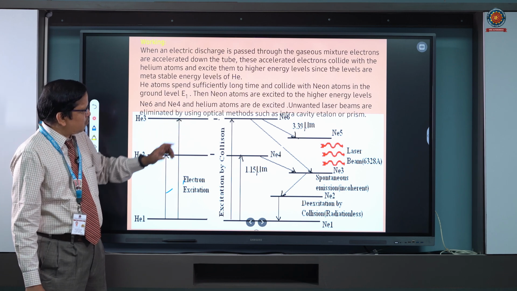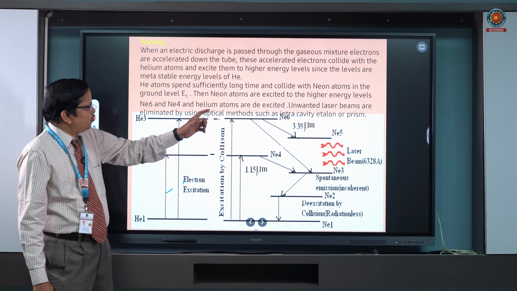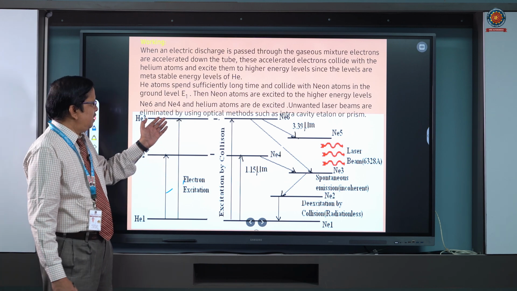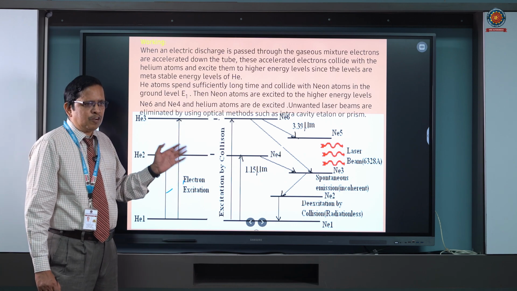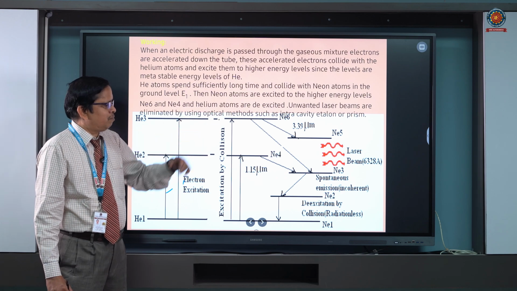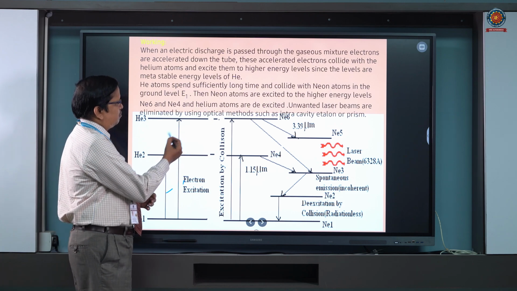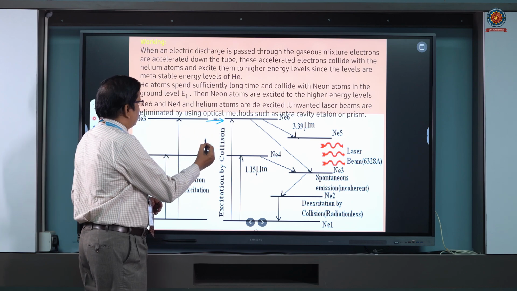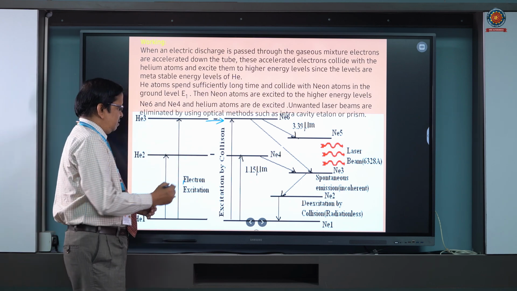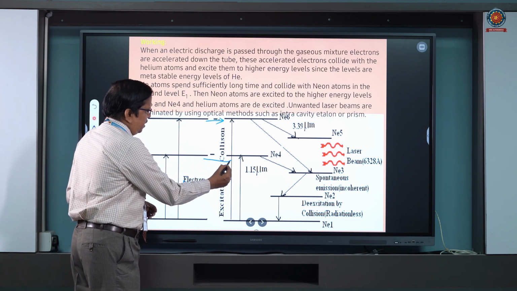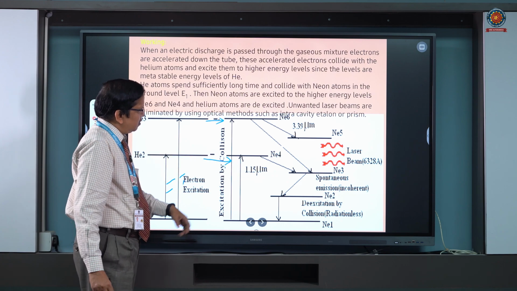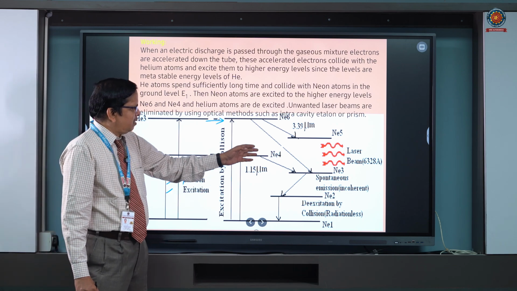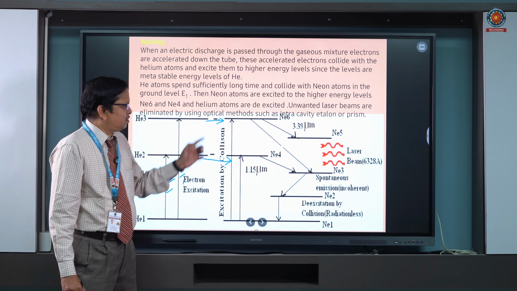Now these excited helium atoms transfer their energy to the neon atoms. So how do they transfer? Because there will always be collisions between helium atoms and neon atoms. The collisions cause transfer of energy from a large number of helium atoms to the small number of neon atoms, and because of the collisions, the energy of helium atoms is transferred to the neon atoms. As a result, there will be transfer of energy from the He3 and He2 levels to the neon atoms, and after transferring energy, the helium atoms return to the ground level, but at the same time the neon atoms are excited to Ne4 level, Ne6 level because of the transfer of energy.